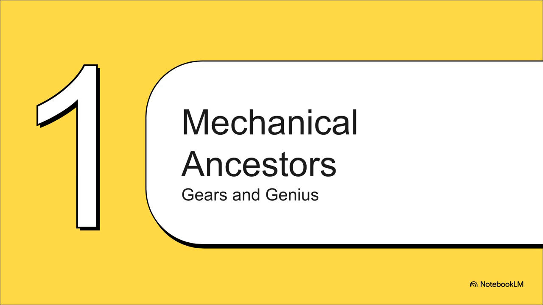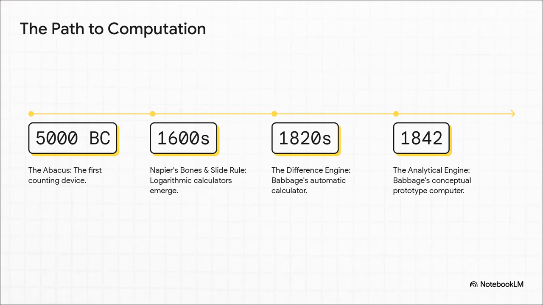All right, first up, the mechanical ancestors. Let's rewind the clock, way back. Before a single spark of electricity was ever used for computing, there were these incredible minds working with gears, levers, and just pure mechanical genius. What's so wild about this timeline is just the sheer scale of it. We start with the Abacus, way back around 5000 BC, but then it's a really slow burn for literally thousands of years, until we get logarithmic calculators in the 1600s. The pace really starts to pick up in the 1800s, thanks to pioneers like Charles Babbage and his amazing engines.